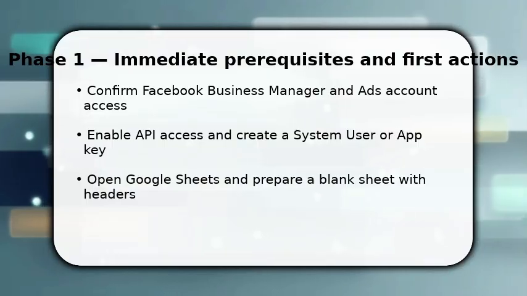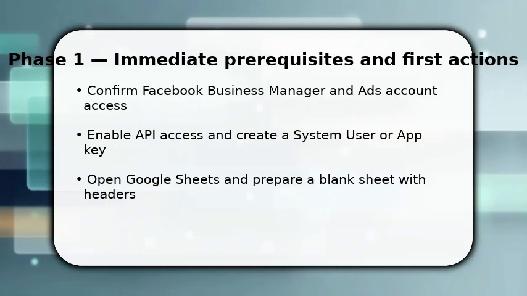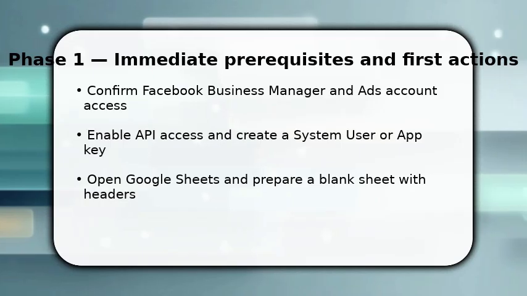You'll begin by verifying access. You need admin level or assigned system user permissions in Facebook Business Manager so you can create tokens. Once done, create a Facebook app or system user token for marketing API access and copy that token securely.